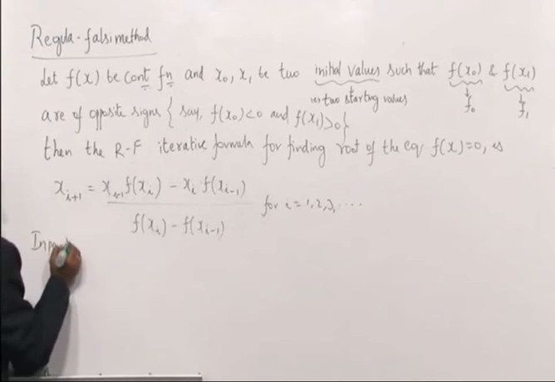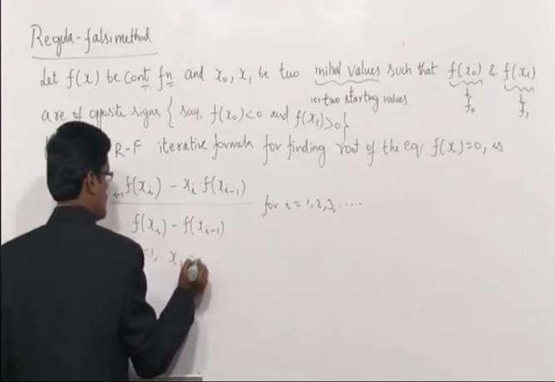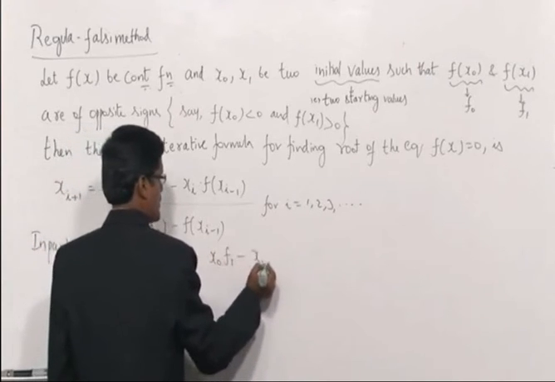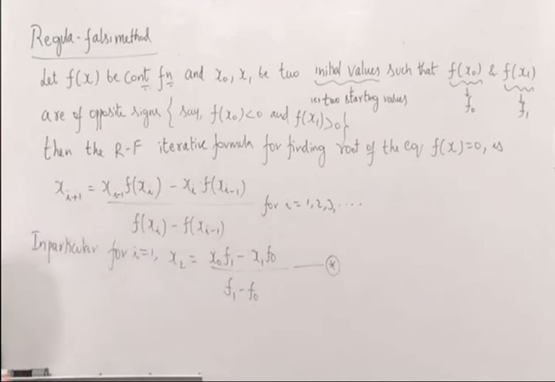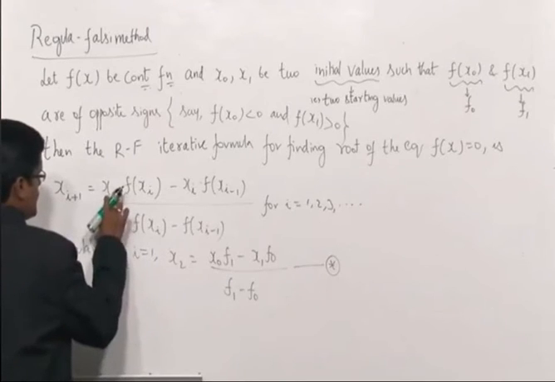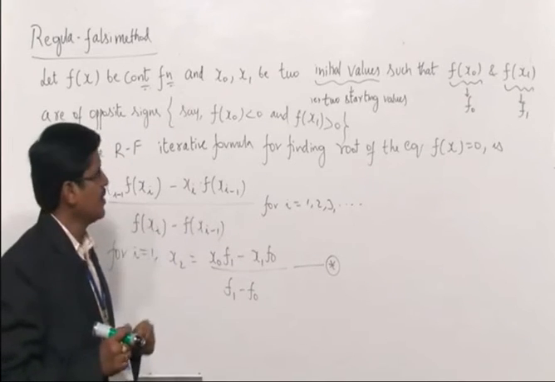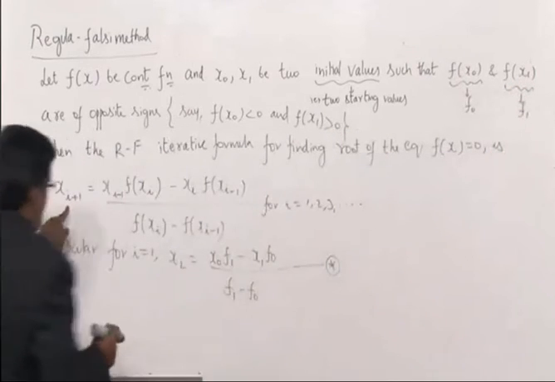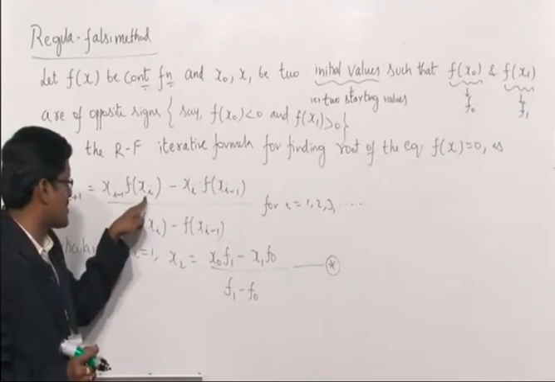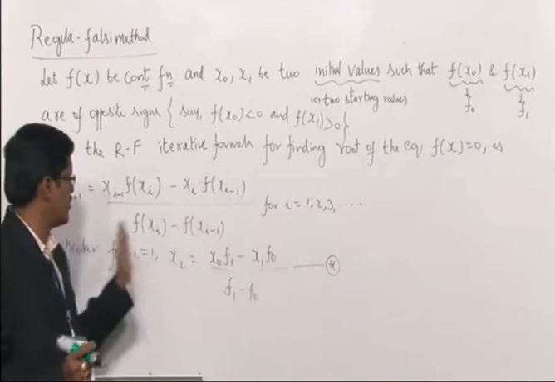In particular, for i = 1, x2 = (x0 f1 - x1 f0) / (f1 - f0), say star. So this is the regular falsi iterative formula. I already denoted f0 as the short form of f(x0) and f(x1) as f1. So if you take i = 1, which gives x2, this is x0 f1 minus x1 f0 divided by f1 minus f0, let us say star.